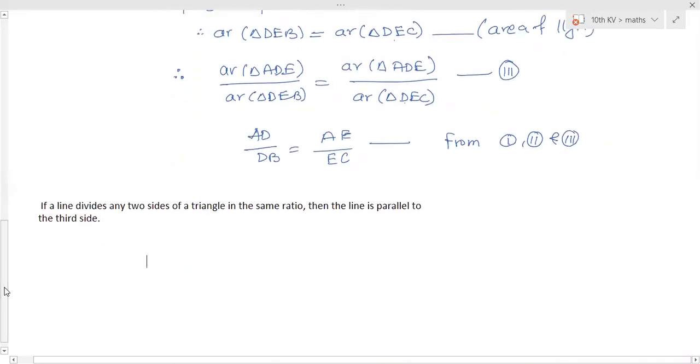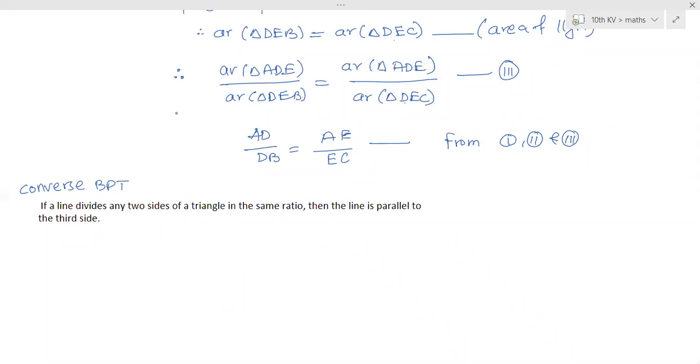We use this in many places. This is the converse BPT, the converse of the basic proportionality theorem. If a line divides two sides of a triangle in the same ratio, then that line is parallel to the third side. That means what? How to show that in a triangle?